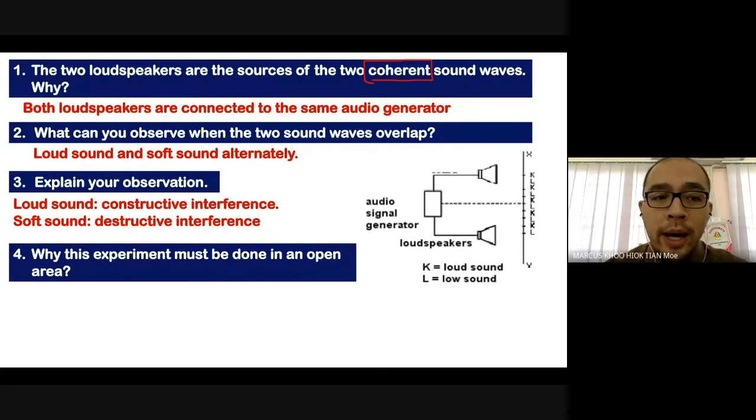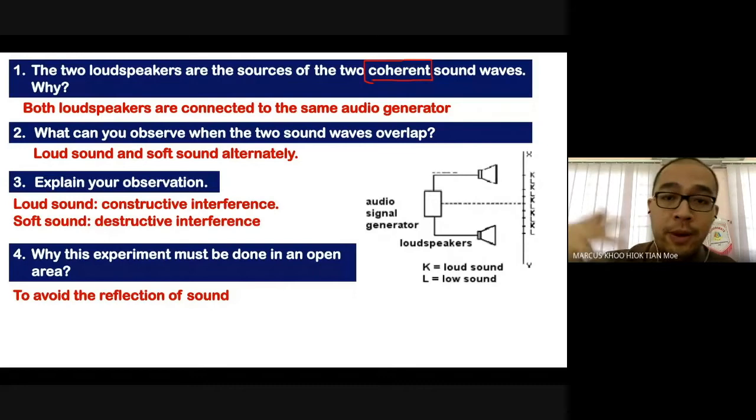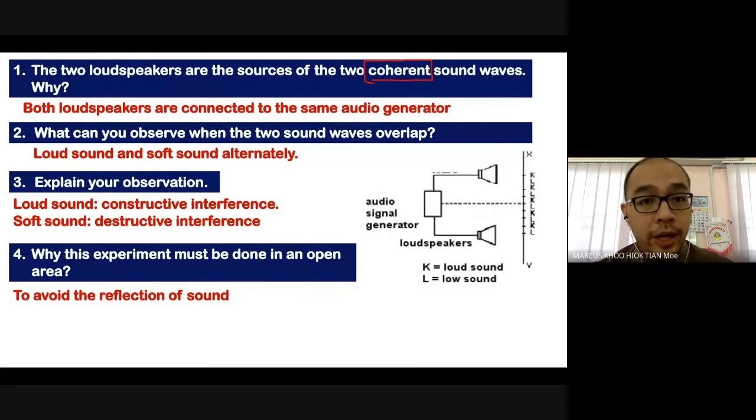So why is this experiment done in an open area? Usually we do this kind of experiment in an open area because we want to avoid the reflection of sound. If you do this in a hall, it's not a good idea because a hall is very reflective. If you do it in the middle of a field, the loud and the soft are more obvious.